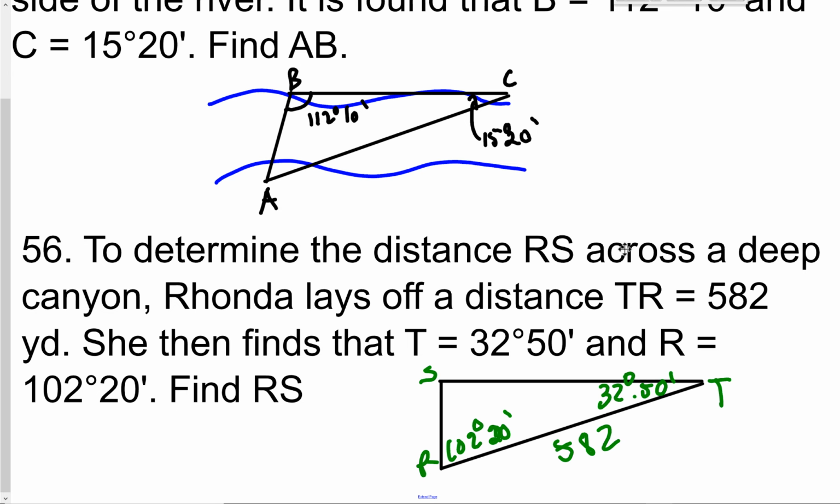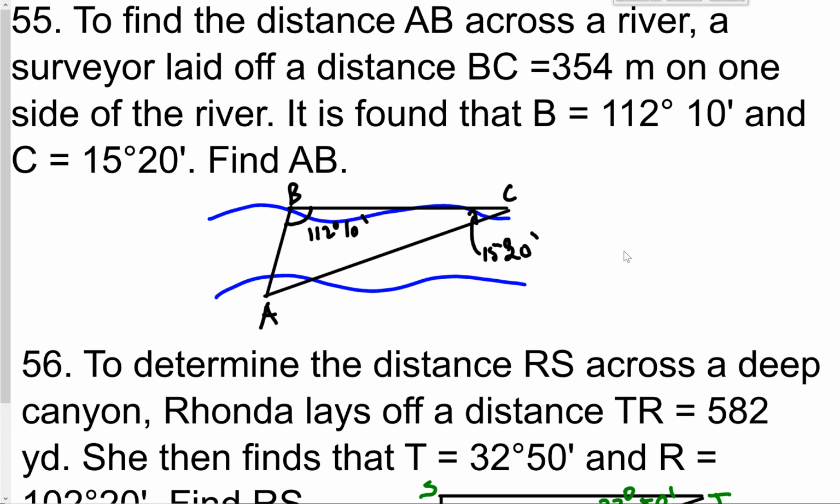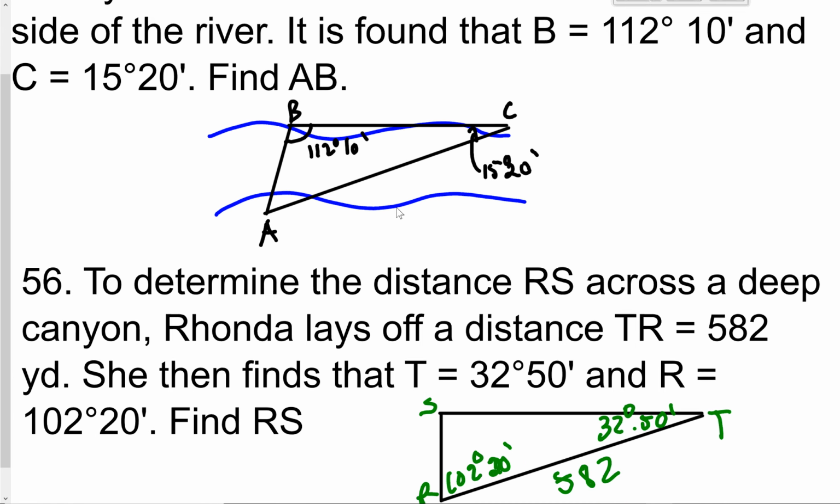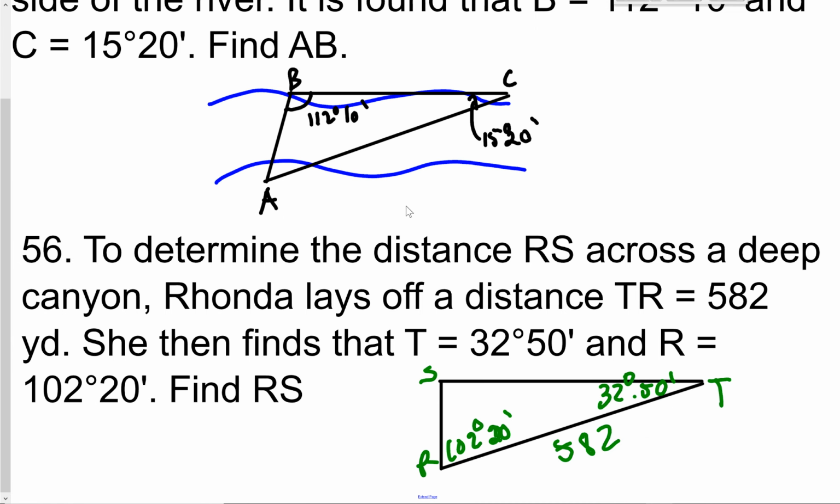Let's continue on with solving 8.1 homework stuff. We're going to move on to the word problem. We're looking at number 55 here and 56. I drew it out for you. 56 is the same thing, just different angles.